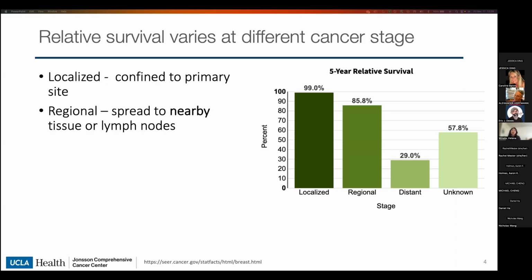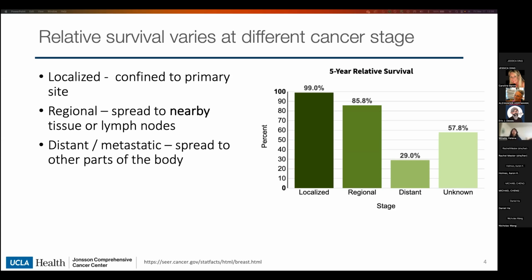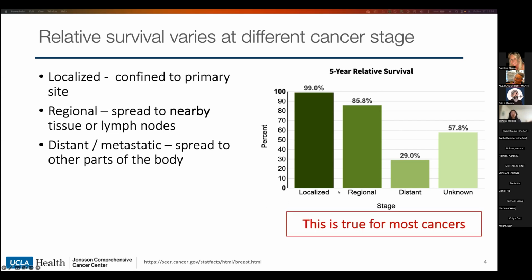Next, you have regional, which is where the tumor has spread to nearby lymph nodes, but no further than that. And lastly, we have distant or metastatic, which is when the cancer has spread to a different part of the body via the bloodstream or lymphatic system. This figure on the right shows the relative survival for breast cancer, which, as you can see, drops significantly from 99 or 86% to 29% when the cancer becomes metastatic. And I think it's safe to say that this is true for most cancers.